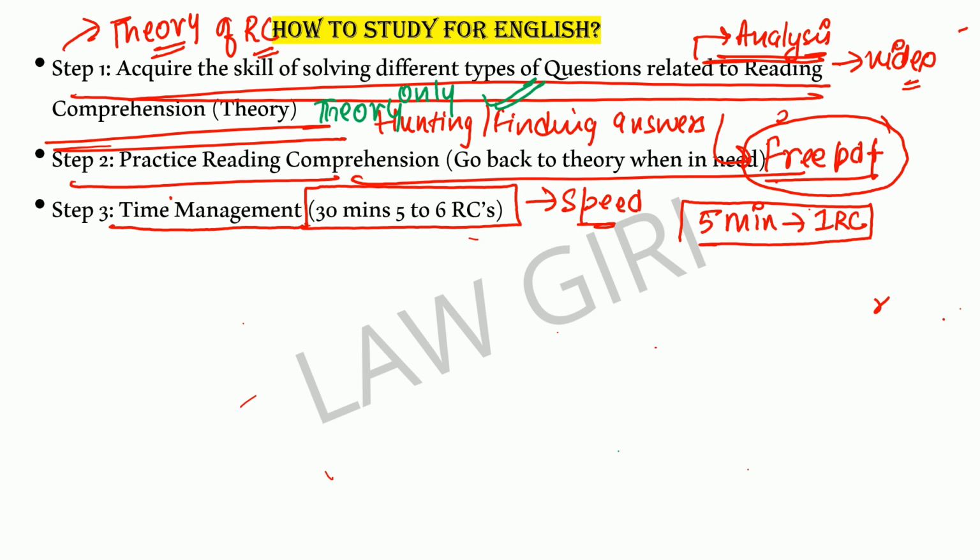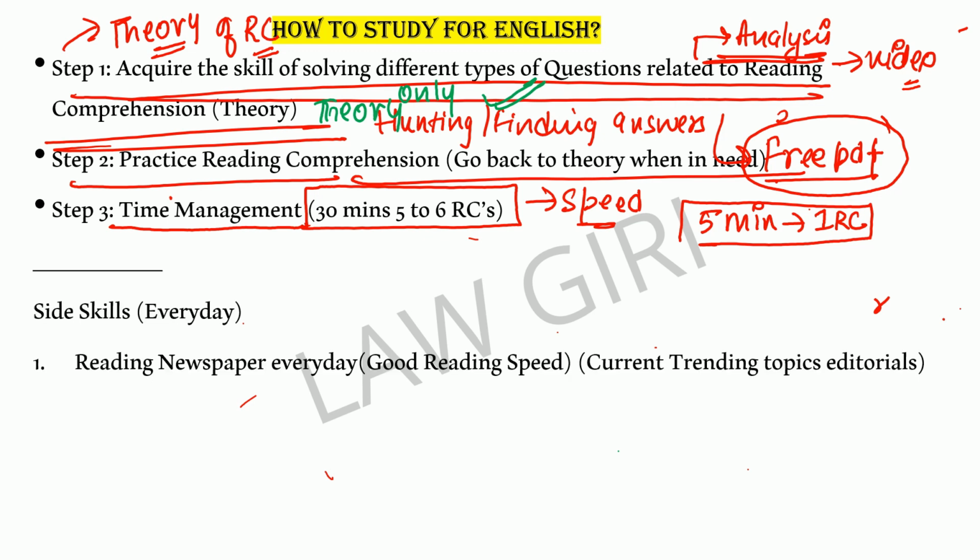You cannot achieve this alone, because there are other skills that you need. Side skills, let's call them side skills. What are the side skills? Reading newspaper, you need a good reading speed. If you want to attempt your RC in 5 minutes, 1 RC, you need a good reading speed.